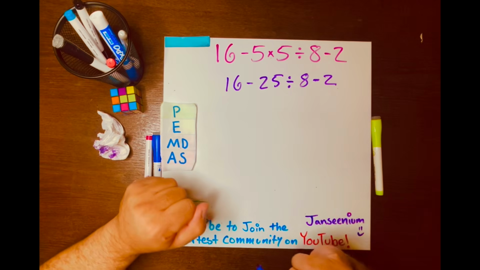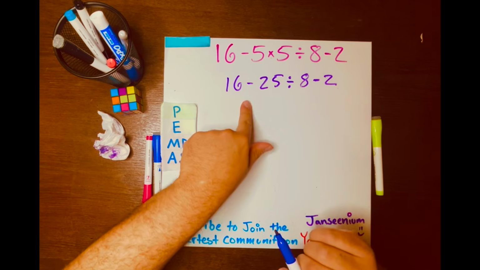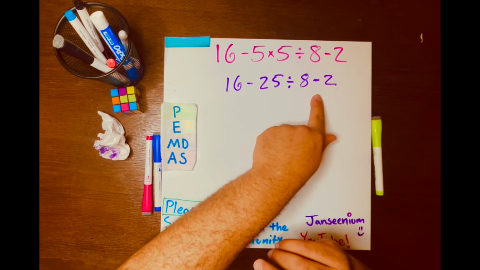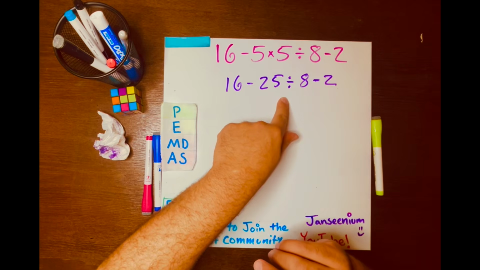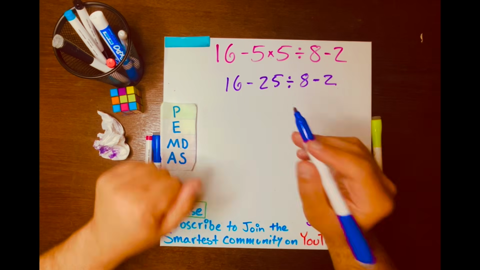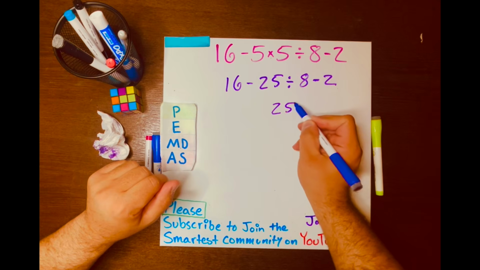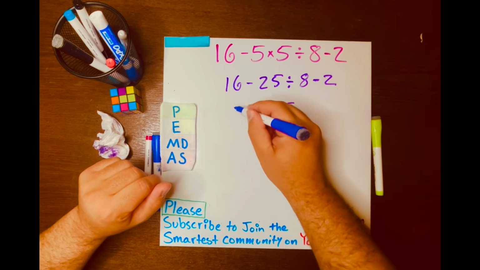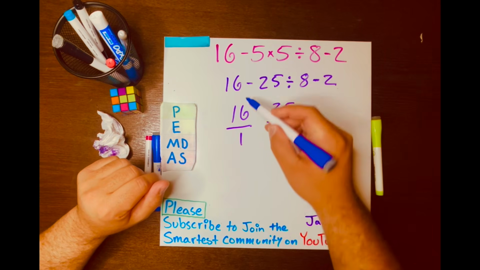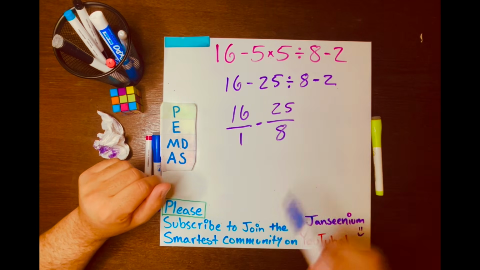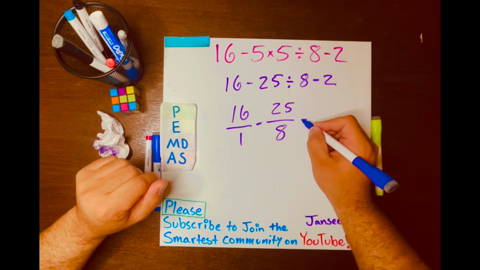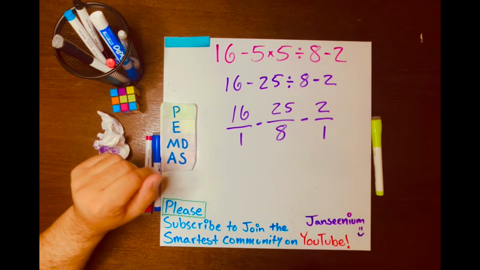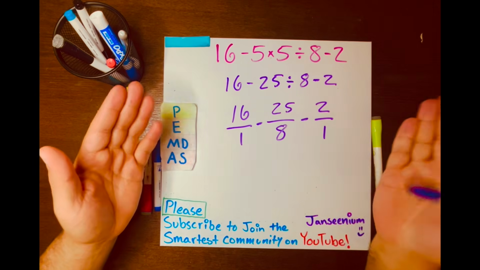Now I'm looking at this. Now you tell me, do I start with subtraction? Or do I start with division? Or do I start with 8 minus 2? If you pick division, you are correct. So let's go ahead and divide 25 divided by 8, which is 25 over 8. Next, I drop the 16, but in fraction form, 16 over 1 minus, do the same for the 2, so minus 2 over 1.